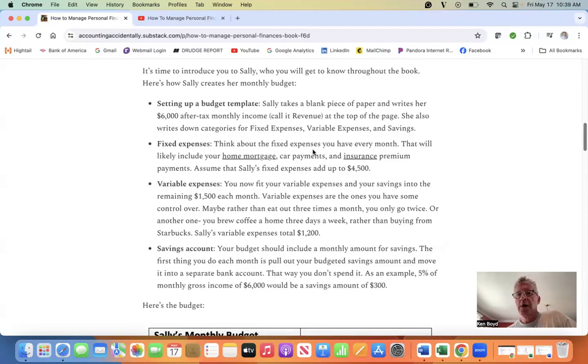Fixed expenses. Think about the fixed expenses, those that don't change, that you pay every month. That will likely include a home mortgage or rental payment, car payments, insurance premium payments. Let's assume that Sally's fixed expenses add up to $4,500.